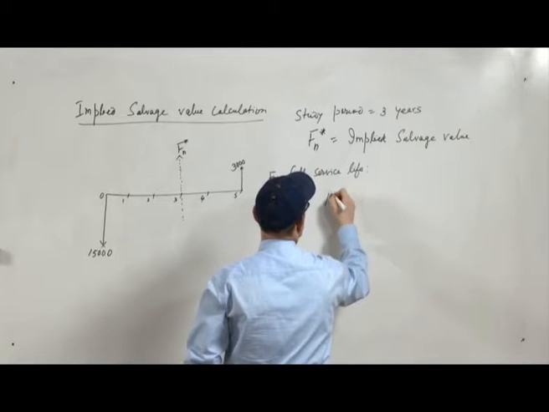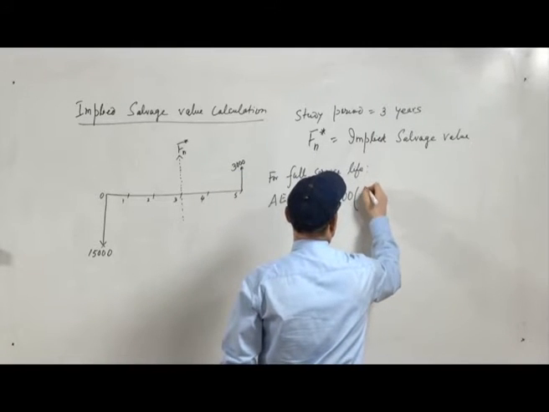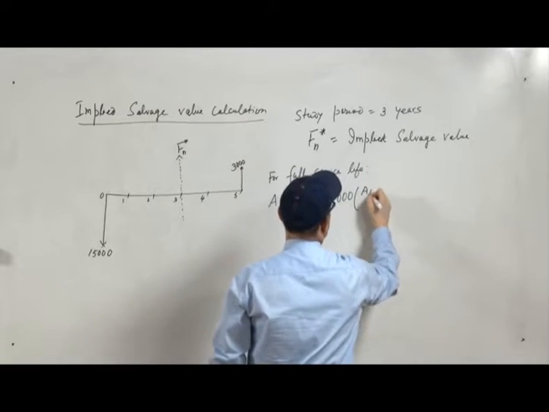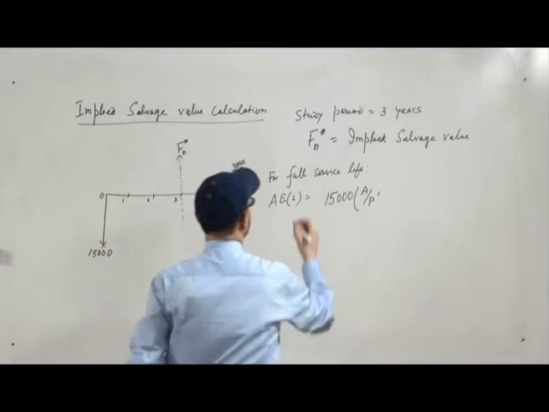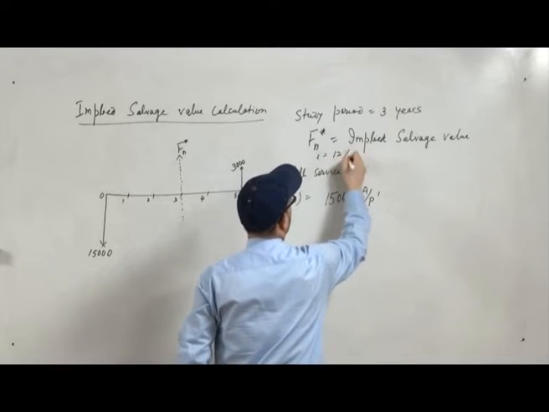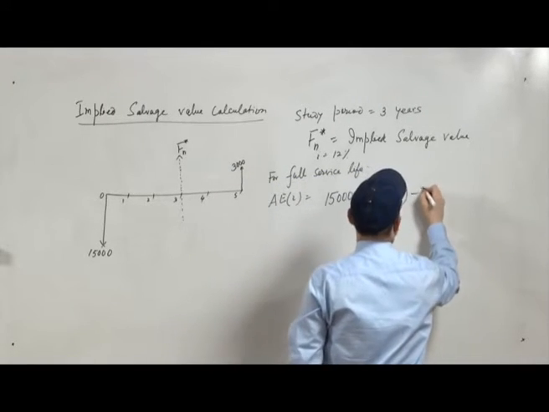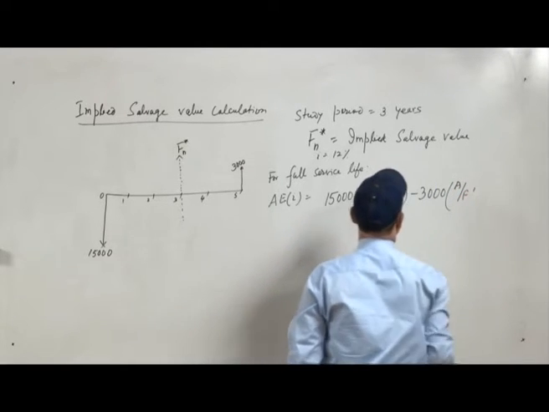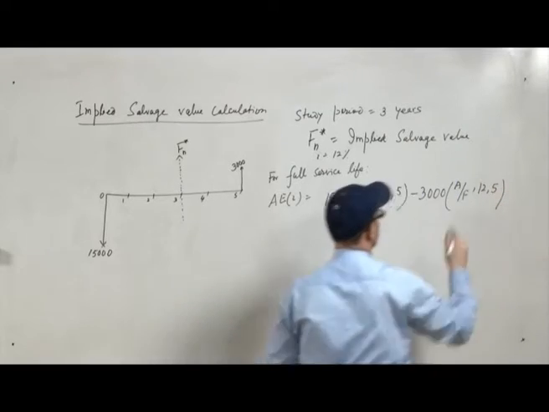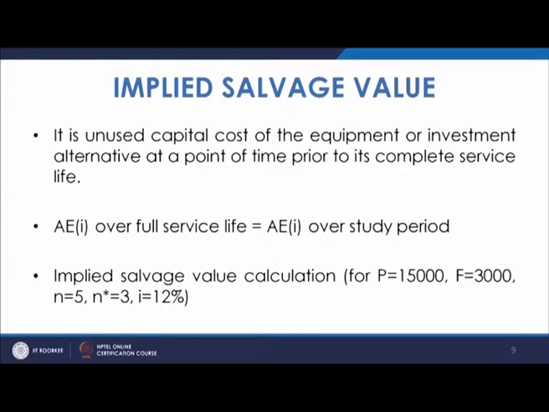15,000 into A by P, with the interest rate given as 12%, 12,500, then minus 3,000 A by F 12,500. This is the annual equivalent value or the capital recovery with return value for the period of 5 years, because 5 years is the life of the asset.